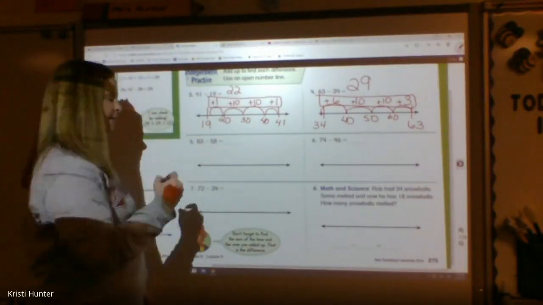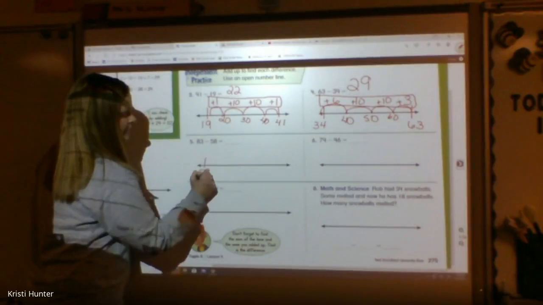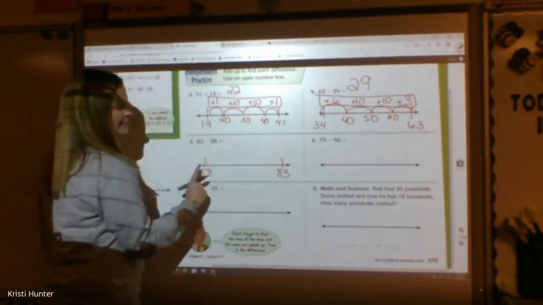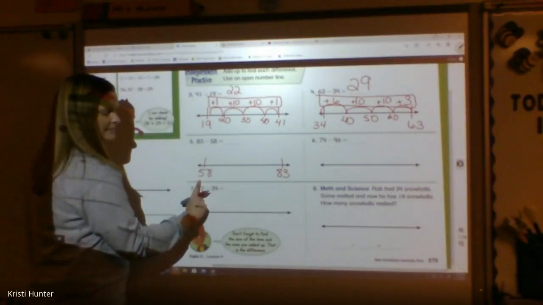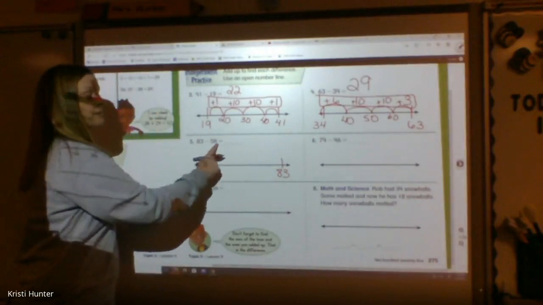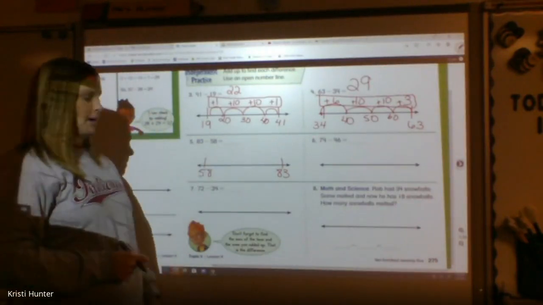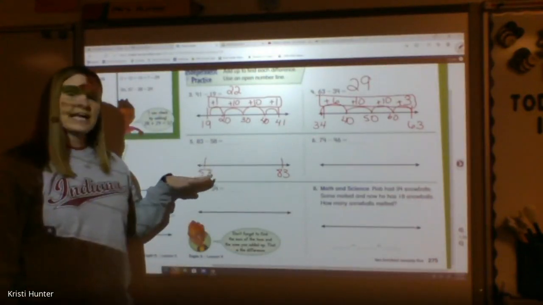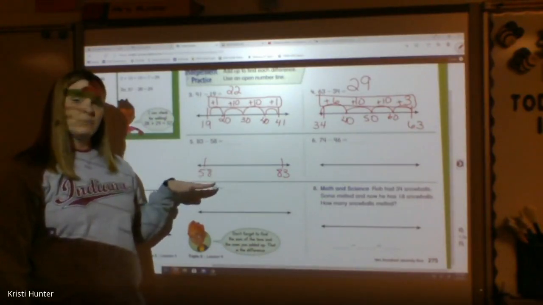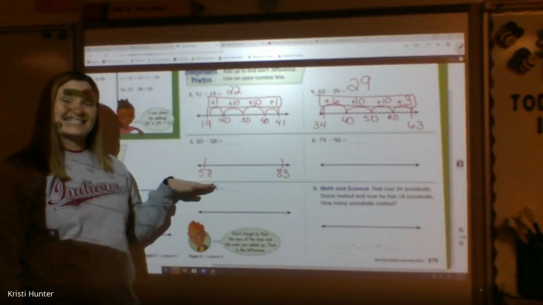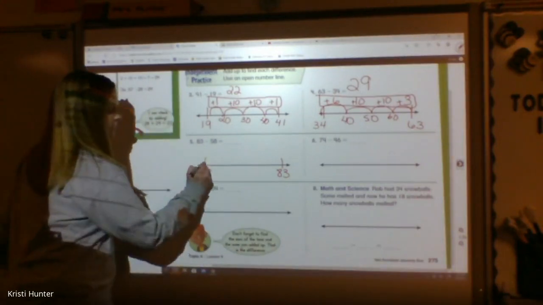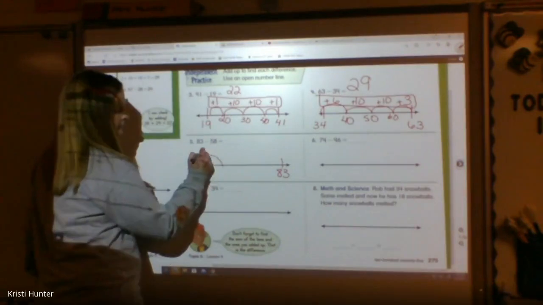83 minus 58. We're on to number 5. So my little number is 58. Big number is 83. I'm going to see how many jumps it takes me to get from 58 to 83, and that'll give me my answer for my subtraction problem. So again, turn 58 into a 10. To make a 10, I want to get to 60. So 58, 59, 60. So that's just a 2 jump.